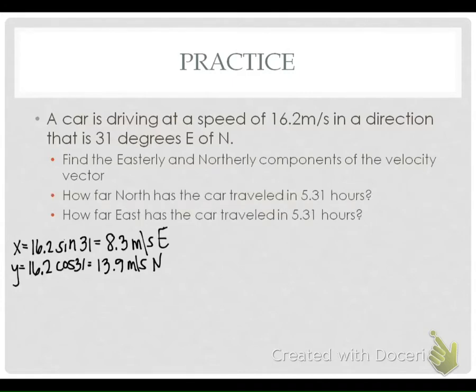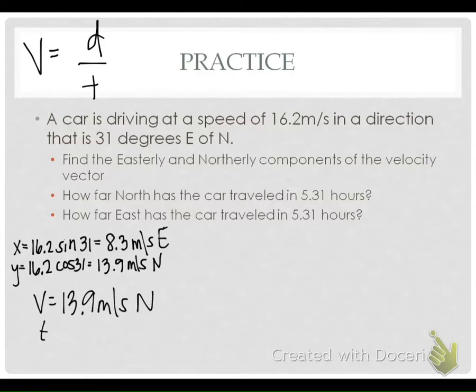Now that we want to find how far it's traveled after a certain amount of time, we're going to go back to our first velocity equation that we learned. Velocity equals distance over time. Okay, I know it's been a while since we've done this. So we'll work with the north vector first since that's what it's asking for. Our velocity is 13.9 meters per second north. Our time is 5.31 hours.